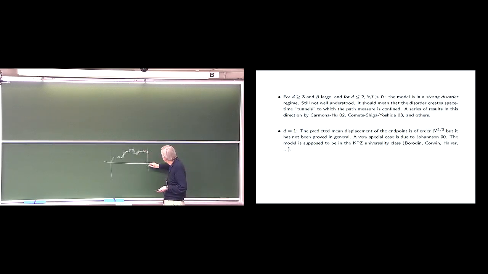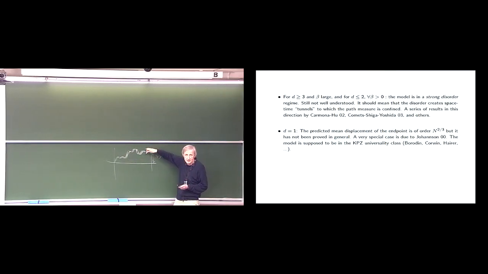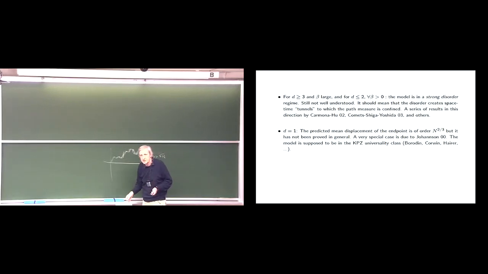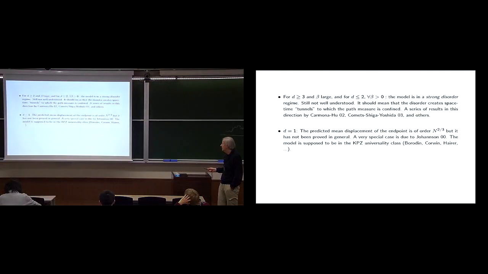So then these tunnels should in principle be much larger than square root of n distance at the end, but if you are just fixing the environment, the path should be confined, relatively narrow, so localized within this channel. Now, results in this direction have been obtained, starting with two papers, Carmona and Hu, and then Gomez, Shiga, Yoshida. So these were the first results which proved something in this direction.